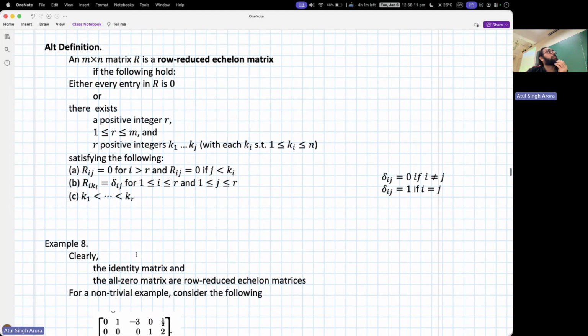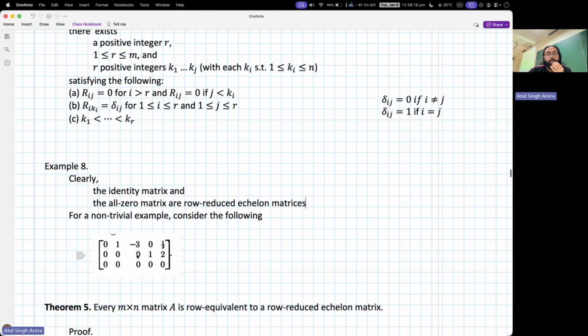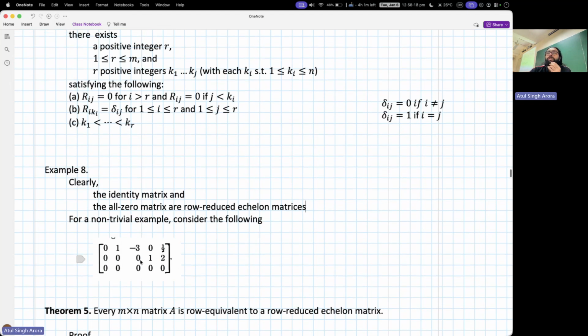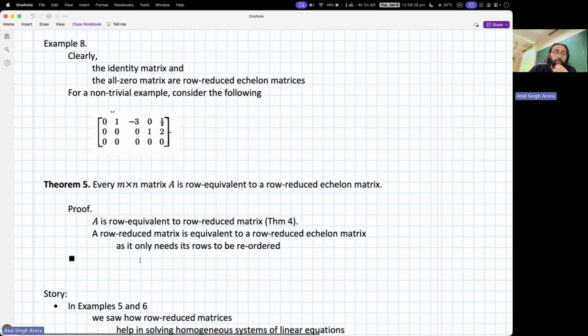Oh, this was an alternate definition for the same thing. Okay, so this is a non-trivial example of a row echelon form or a row reduced echelon form. All right, let's continue.